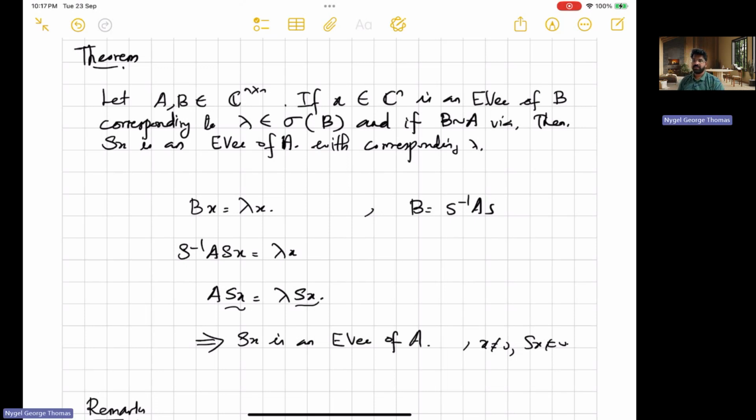So Bx is equal to lambda x, right? Because x is an eigenvector of the matrix B. And we know S inverse A S is equal to B. So if you substitute for B, S inverse A S x is equal to lambda x. Then if you left multiply with S on both sides, S into S inverse will become the identity matrix. So A into Sx is equal to lambda into Sx, which means that lambda is an eigenvalue of A, while its corresponding eigenvector is S into x.